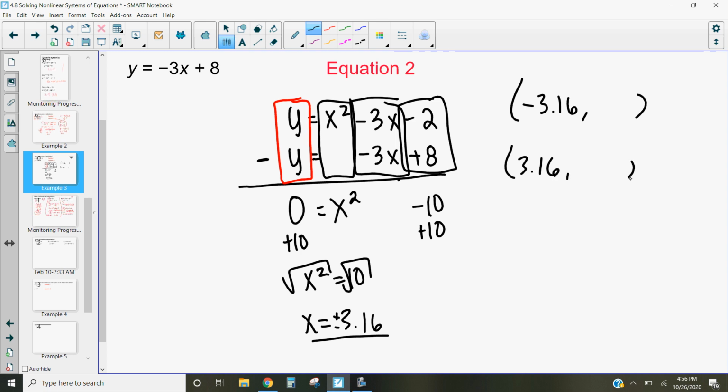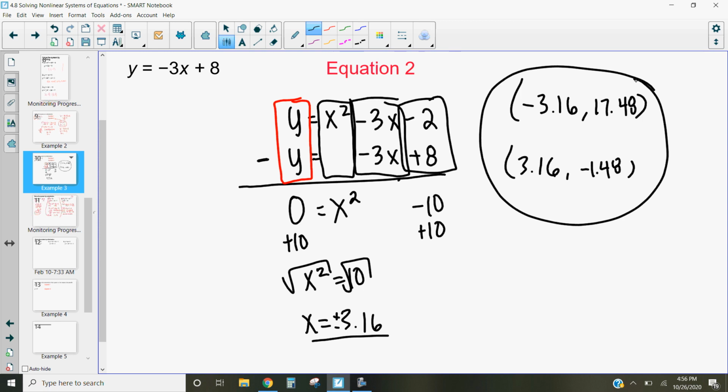Now, as we have both of those, we will substitute them in, and I'm going to use a calculator for this. So negative 3 times negative 3.16 is going to give us 9.48, and then we add 8 to that, and we end up getting 17.48. So that's our first point. Then our other point is going to be 3.16 times negative 3, which is negative 9.48, and if we add 8 to that, we end up getting negative 1.48. So those are the two places where these graphs will cross one another. Now, that is how we solve with elimination.